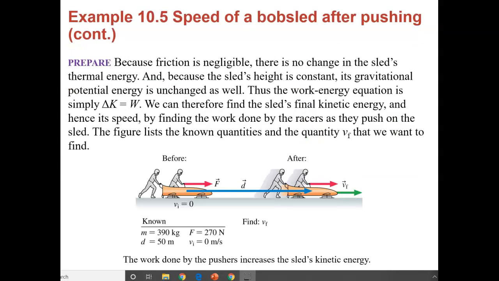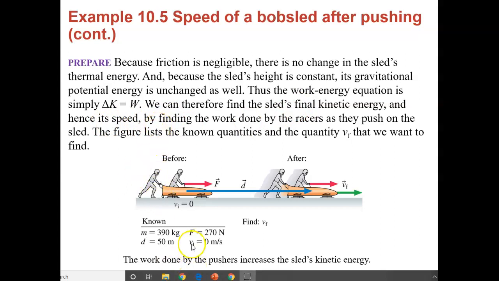So we're not going to look at change in thermal energy. So we're going to look at what's called the work energy theorem to look at change in kinetic energy is the work done. So the sled's final kinetic energy and then its final speed by finding the work done by the racers as they push the sled.